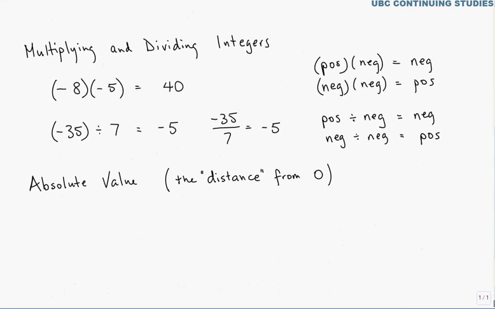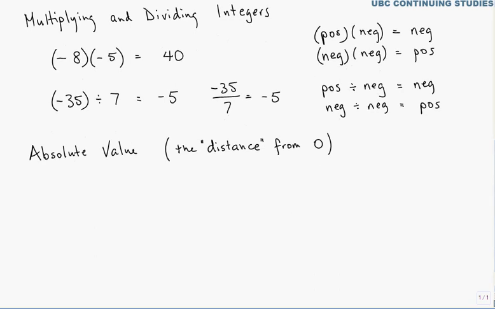Now, absolute value is something you may not be as familiar with. You can think of absolute value as simply the distance from 0 on the number line. There's a special symbol that goes along with absolute value, and it's a pair of vertical bars. So when you see something like this, you read that as the absolute value of 4, and you just think to yourself, well, how far is 4 from 0 on the number line? And it's obviously a distance of 4.